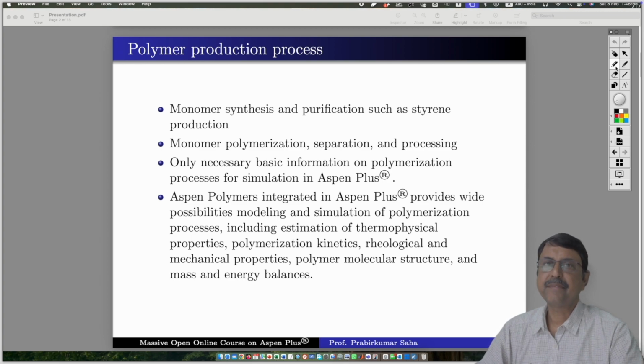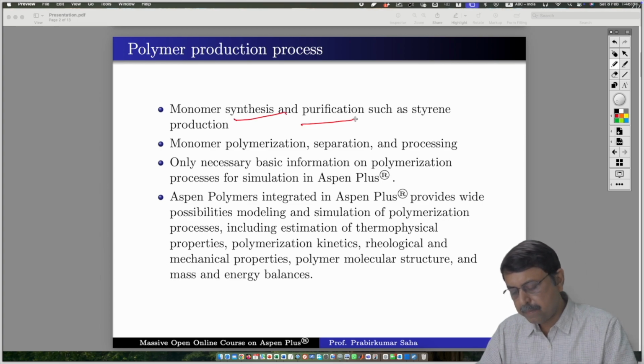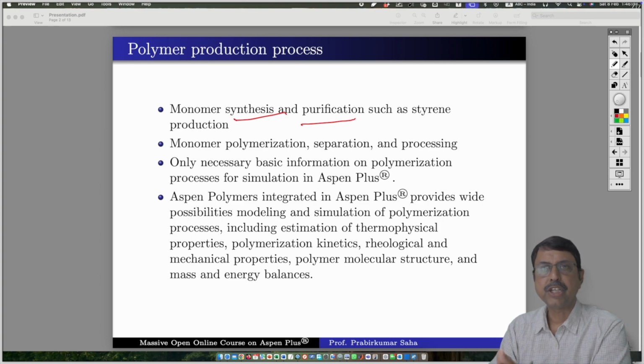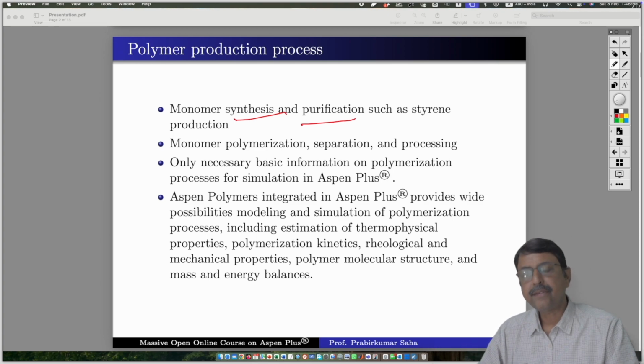of various steps. The first step is monomer synthesis and purification, because the monomer is the building block of a polymer. Many monomers come in combination. Combined, they form a polymer. Either they condense or they form a chain to produce a polymer. And that is called polymerization.